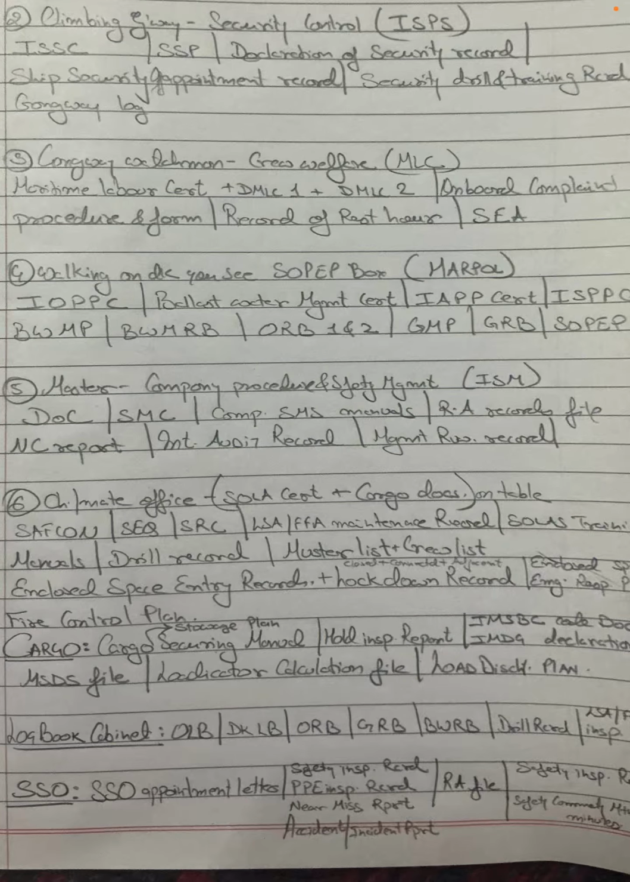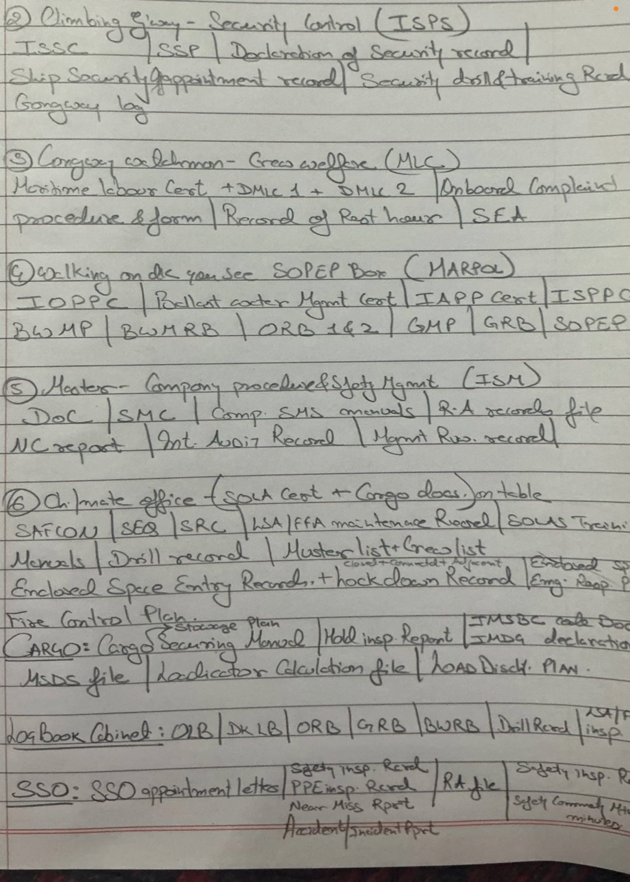Loadicator. So loadicator calculation file: all the test conditions you take out, you take a printout and a copy of that, and with the help of the loadicator, you make a load and discharge plan. So load and discharge plan. Then you see one big cabinet and it has written logbook cabinet of all the logbooks. So official logbook, first thing you will be signing on.